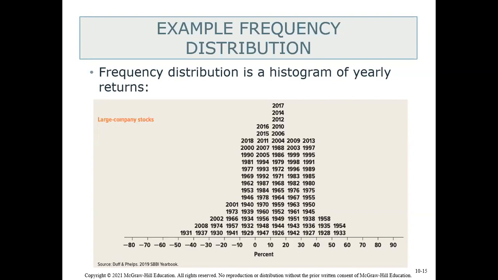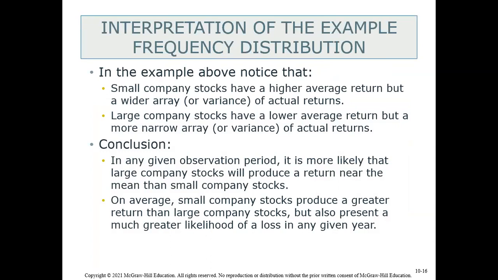So we have some outliers like 1931, right? And 1933 and 1954, some really high returns. But the most years have a return somewhere between 10 and 20%. Now we're in large company stocks here, if you notice on the left there. But we can do that for our major types of investments. Small company stocks have a higher average return, but a wider range of variance. We've talked about that. Where large company stocks have a lower average return, but a more narrow array of variance of actual returns.